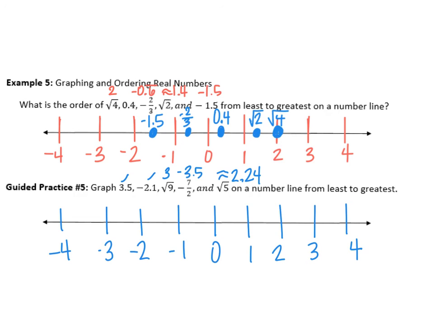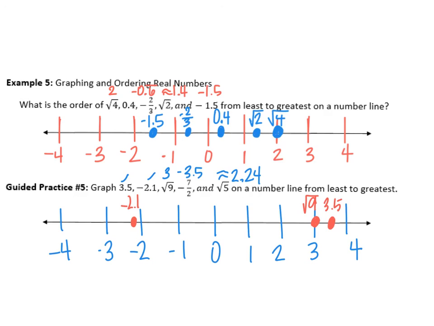Okay, so my first one is 3.5, so that's going to be halfway between 3 and 4. My next one is -2.1, so it's going to be a little bit past -2. My next one is square root of 9, which is 3, so it's going to be right on 3, but when I label it, I need to label it the square root of 9. Always label it what they gave you.